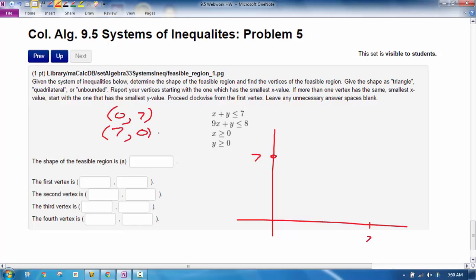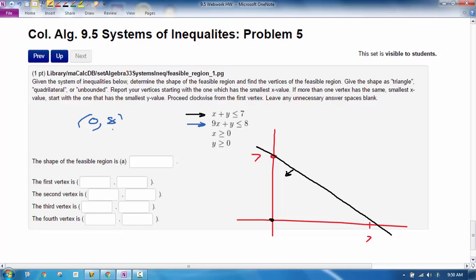So I'm going to graph that line blue or black. That's this line here. Now I need to figure out which way to shade. So if you try the test point 0, 0 and you plug it in, it does solve the inequality, so I'm shading below it. Okay, I'm going to do the same thing for the next line. I'll do this in blue right here. Plug in 0 for x, and you then get 8 for y. And then plug in 0 for y, and you get 8 over 9 for x. So I'm going to plot those points. 0, 8 is up here. And then 8/9 is a little less than 1. So that'd be way over here. And that line looks like this.